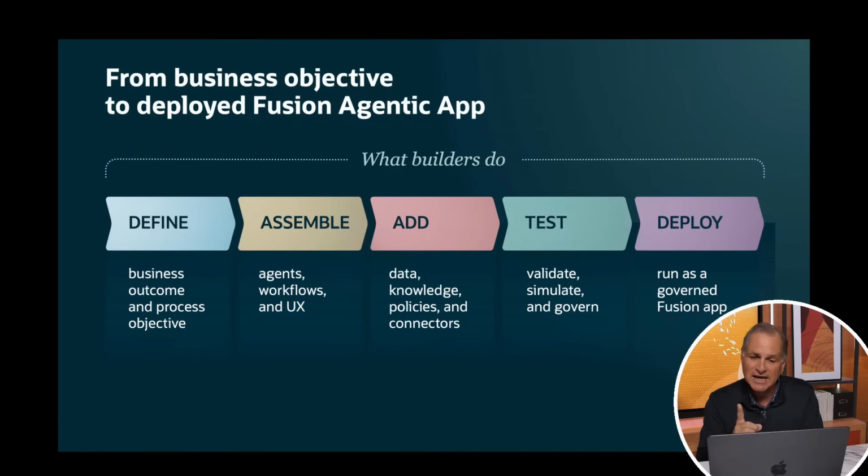Then we'll spend a bunch of time on a big part of the value proposition. If you want to achieve enterprise AI, you need to have a really robust testing and governance set of capabilities. And we'll spend a lot of time on that so you understand what that's all about. And then the payoff is we've built a fully deployable agentic application that we can deploy as a runtime artifact in Fusion applications. That's what we're going to be going through today.